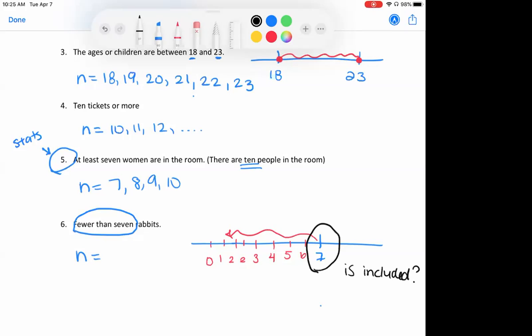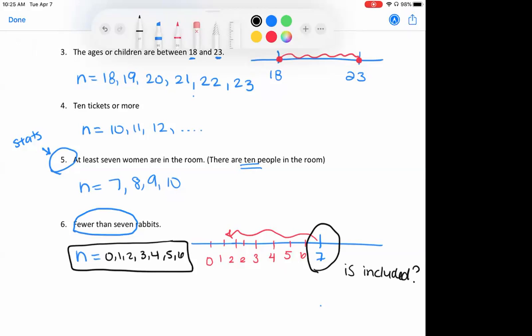So we want numbers that are less than 7. So I know I want numbers like 0, 1, 2, 3, 4, 5, 6, and we stop there. There's no 7. That would be your answer for 6.